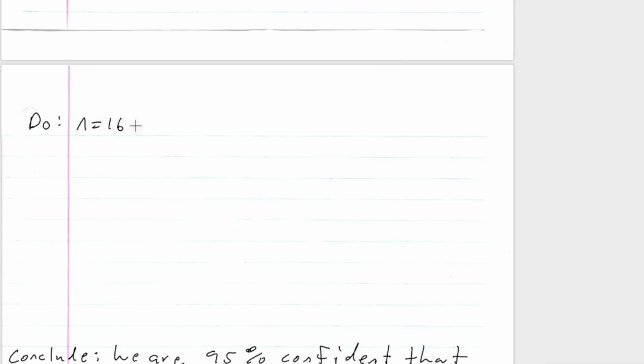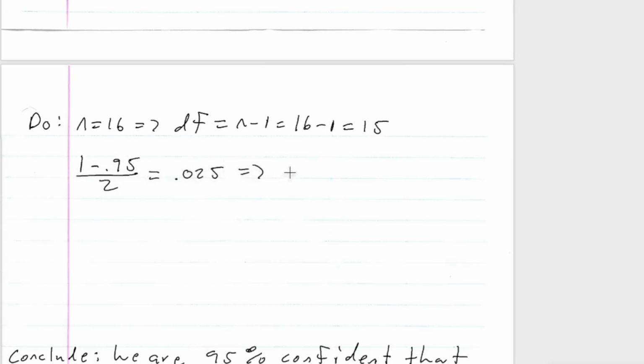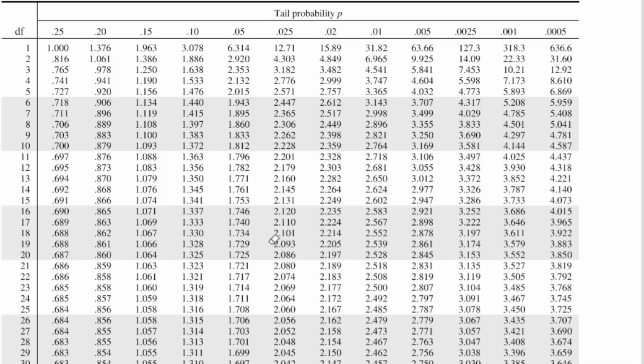So n is equal to 16, which implies that the degree of freedom is equal to n minus 1, which is 16 minus 1, which is 15. So since this is a confidence interval, we have to do 1 minus 0.95 over 2, which is 0.025. So this means our critical value for the t is, so let's go to the table. So we have 0.025 and 15. Well, let me go back, right? I don't need all that. 15, right? So that is right here at 2.131. So our critical value is 2.131.